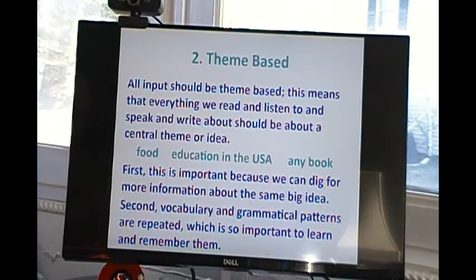This is more academic vocabulary, not the vocabulary we use when we're on the street speaking with our friends. The grammatical patterns are repeated. So we learn them, and then we can use them when we speak and when we write. A grammatical pattern means something like subject, verb, object. It means how coordinating conjunctions and subordinating conjunctions connect ideas.